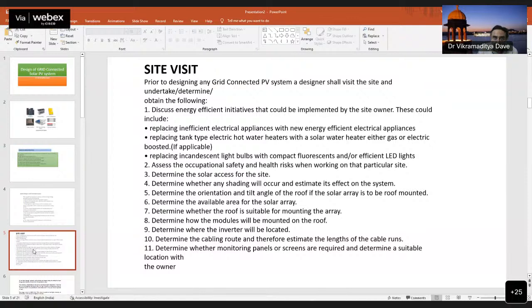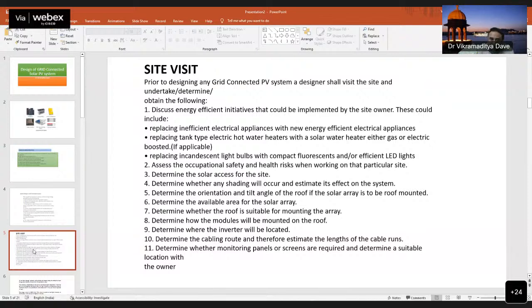Okay, this should be the first thing. Even, if somebody is using an electric hot water heater, then you can suggest that he go for a solar water heater, either one which works by the solar radiation's thermal energy, or one which is electrically boosted like this. Similarly, incandescent light bulbs can be replaced by LED bulbs, LED tube lights, LED street lights, LED lamps and all this, because they consume less electrical energy.